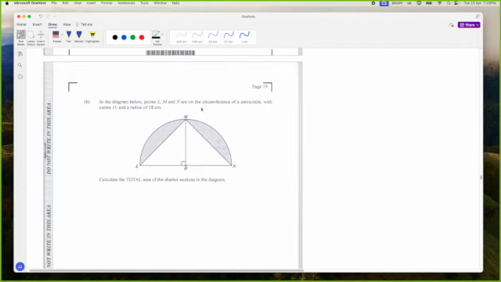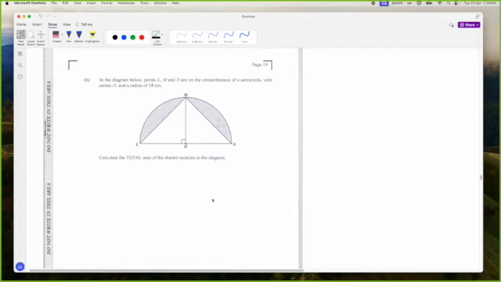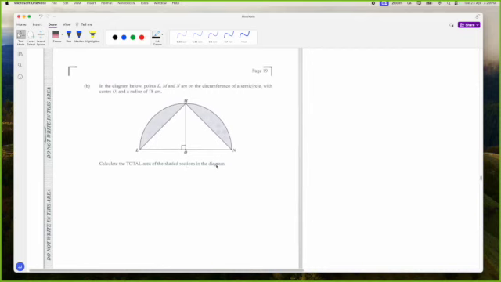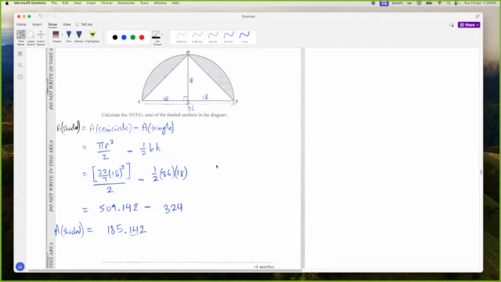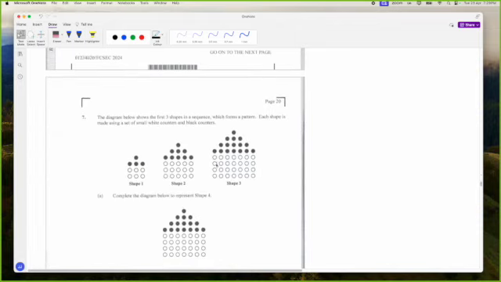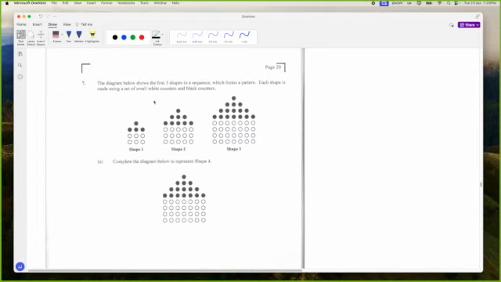In the diagram below, what is the same question? Find the total area of the shaded sections of the diagram. Yeah, it's the same question. All right. Well, I guess we know how to do that. Great. Number 7. The diagram below, we have a sequences question here.